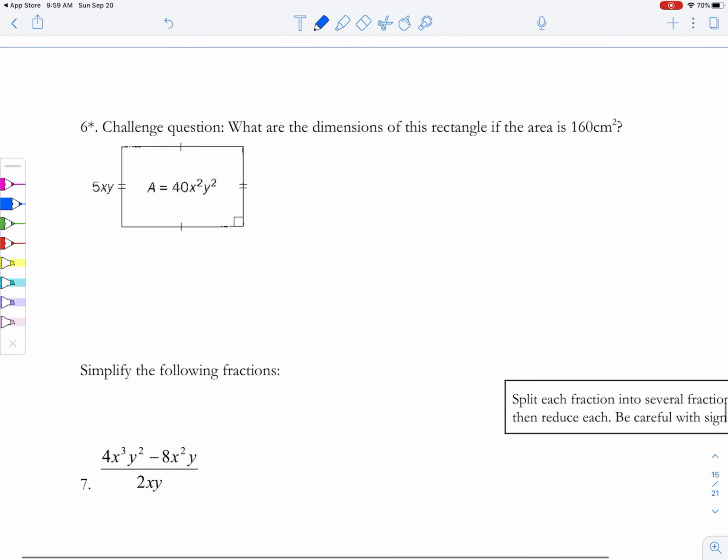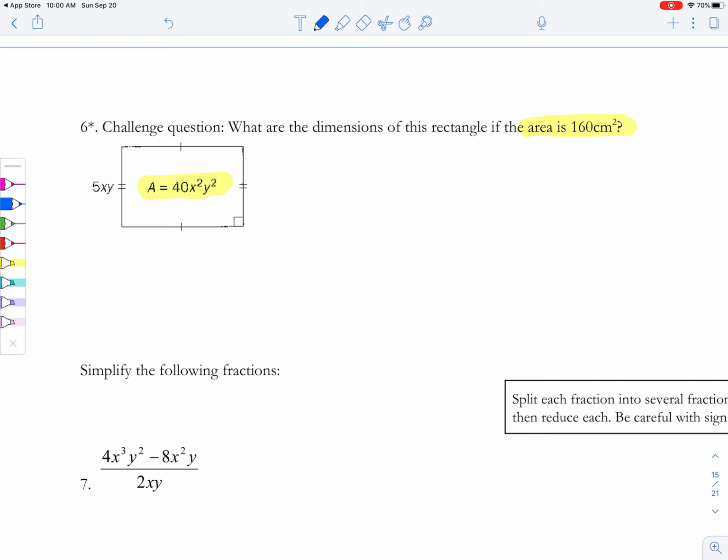Challenge question. Here it tells us that the dimensions of this rectangle, it wants us to find them, and it tells us that the area is 160 centimeters squared. But it also happens to tell us this. So if we're looking at that a little more closely, let's just start with the basics, right?